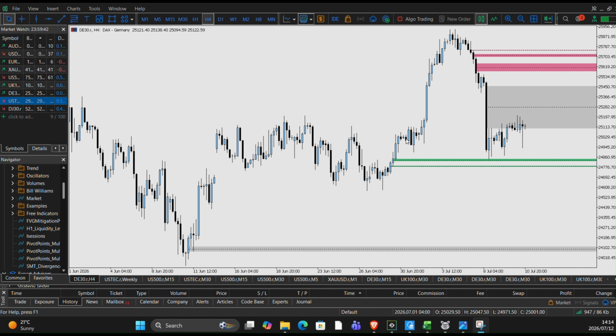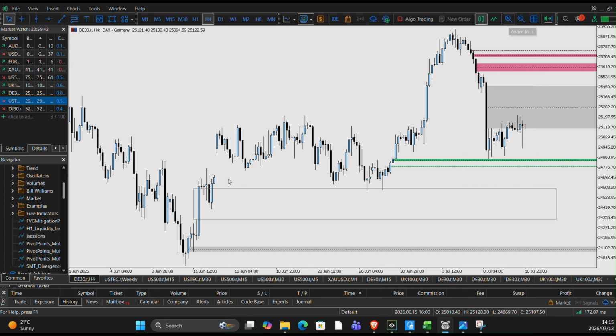So I've changed the setting back to show the 4-hour fair value gaps and lock it on the 4-hour. And I don't know if any of you noticed earlier, but there is actually a fair value gap here on the 4-hour that was not mitigated fully. It was partially mitigated, as you can see here and here and here. But why isn't it showing? And that's a good question.